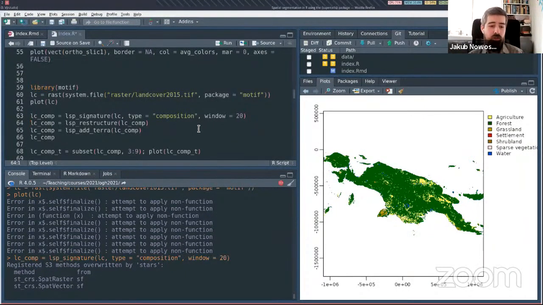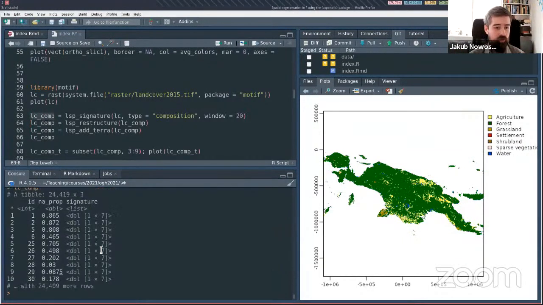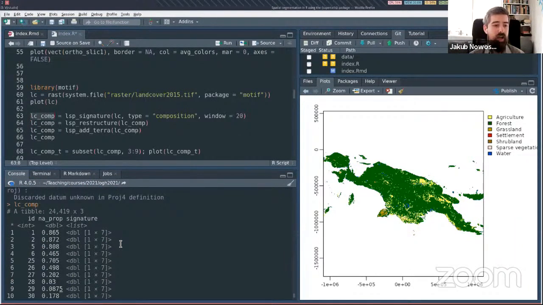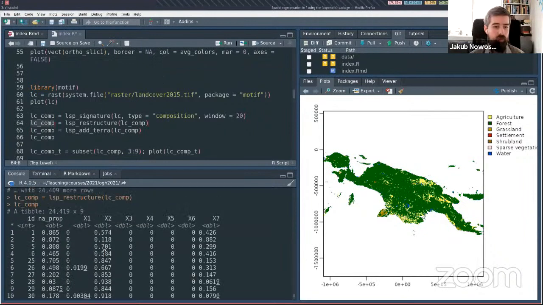And as you will see in a second, the output looks as follows. So this is a standard output from this package, which basically tells us the ID of our window and the proportion of missing cells in each window. And next, there is a list column with those proportions. And we've got 24,000 of those blocks. And we can easily move them into their separate columns with lsp_restructure. So now each column is just a proportion of a land cover category.